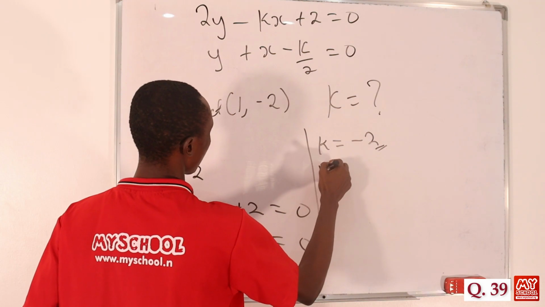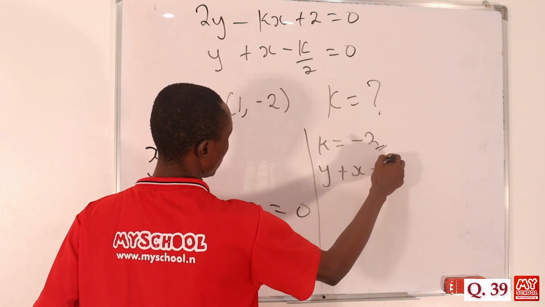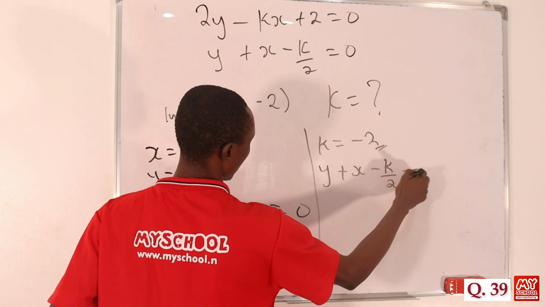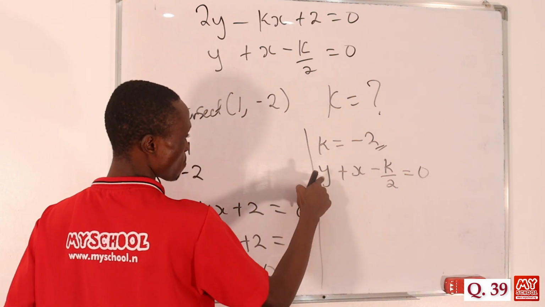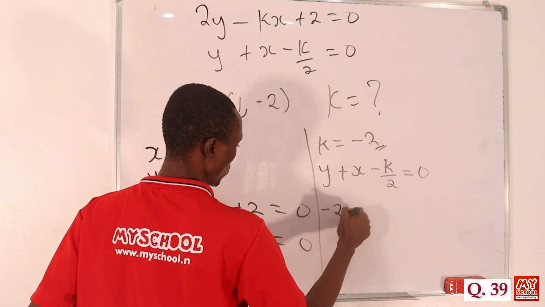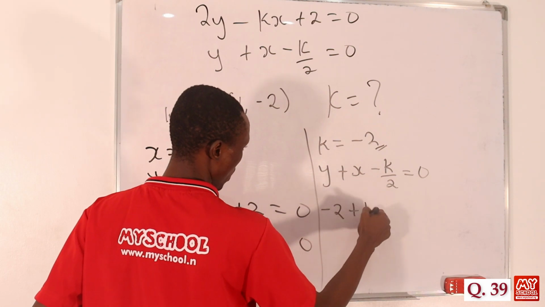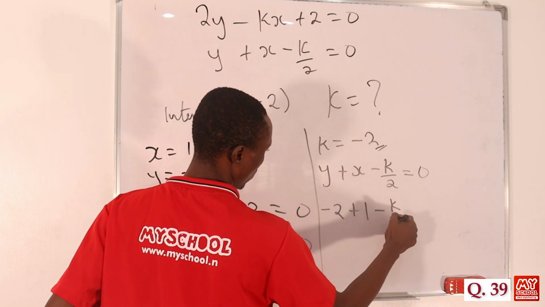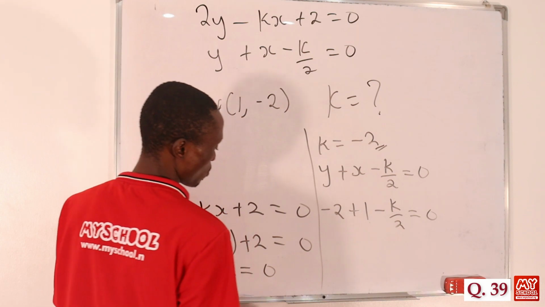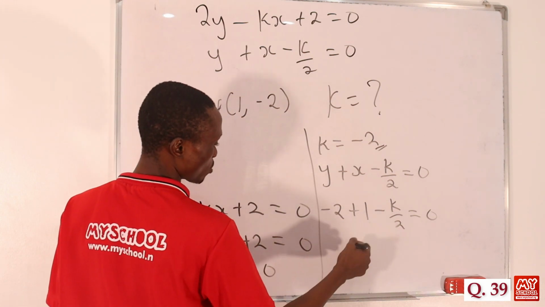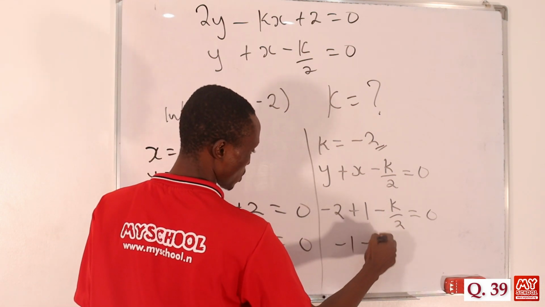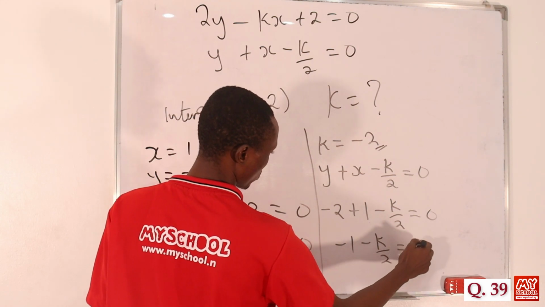So for the second line, we have y plus x minus k all over 2 is equal to 0. So remember, our y is equal to minus 2, then plus x is 1, then minus k all over 2 is equal to 0. So minus 2 plus 1 is going to give us minus 1, then minus k all over 2 is equal to 0.